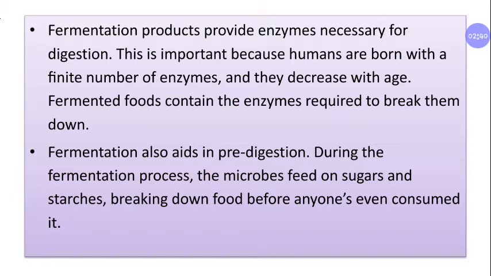For example, humans are born with a finite number of enzymes, and these enzymes decrease with age. Fermented foods contain the enzymes required to break these foodstuffs down. So when enzymes decrease with age, we have digestion problems in old age, and fermentation also aids in pre-digestion. During the fermentation process, the microbes feed on sugars and starches, breaking down the food before anyone has even consumed it.